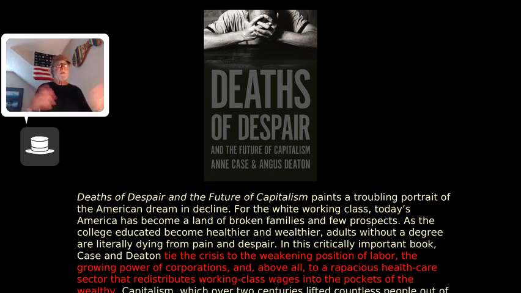People losing their job, being unemployed, not being able to find another job, losing their pensions, depressed, perhaps have some disability from work. They tie the crisis to the weakening position of labor, the growing power of corporations, and above all to a rapacious healthcare sector that redistributes working class wages into the pockets of the wealthy. So they talk about all of these factors coming together. You can basically say neoliberalism has created conditions which have led people to despair.